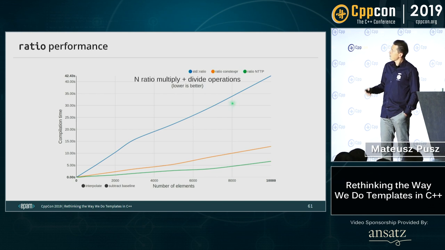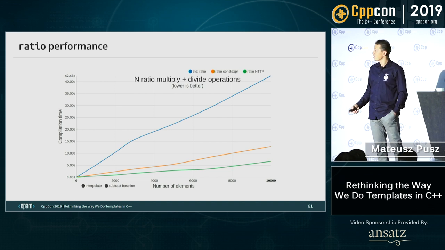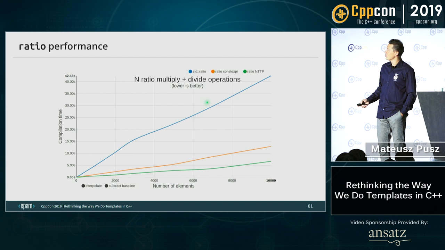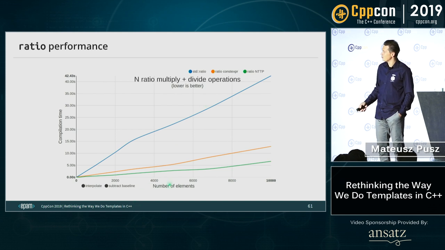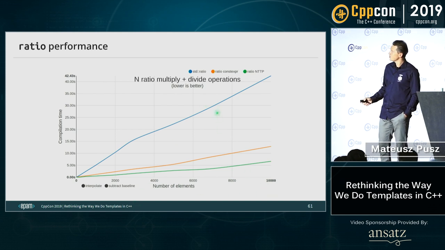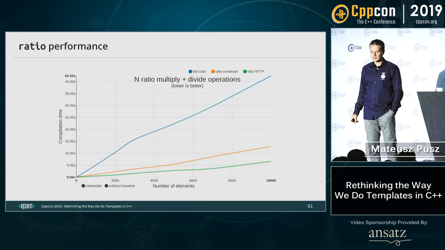So this is the result. This is the result of ratio performance. This is for multiply and divide operation performance. We've seen multiply on the slides, divide is really similar. Each one of them has only one multiply and divide, and this is the number of operations. This is the ratio implementation that we've seen in the first case in our implementation.